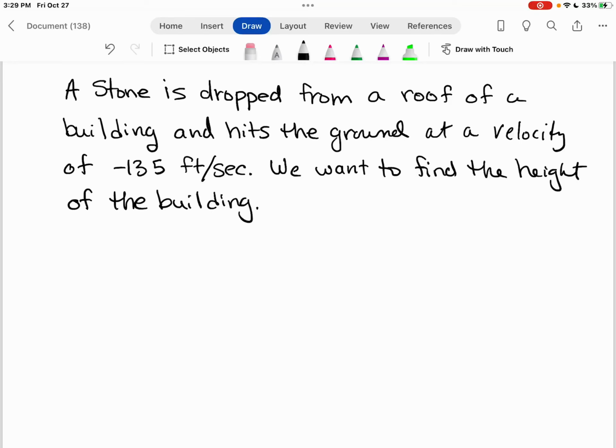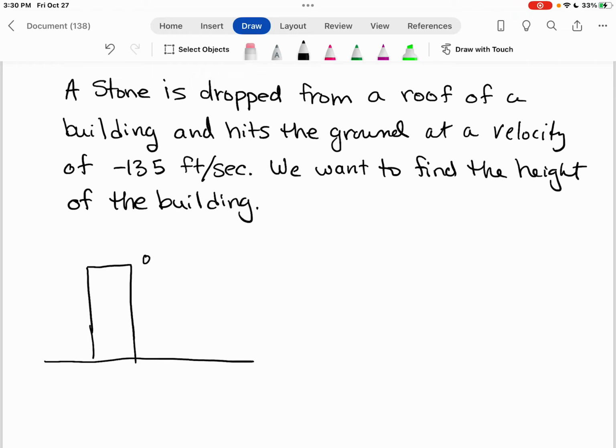A stone is dropped from a roof of a building and hits the ground at a velocity of negative 135 feet per second. We want to find the height of the building. So we have this picture here. Here's the building, here's the ground.